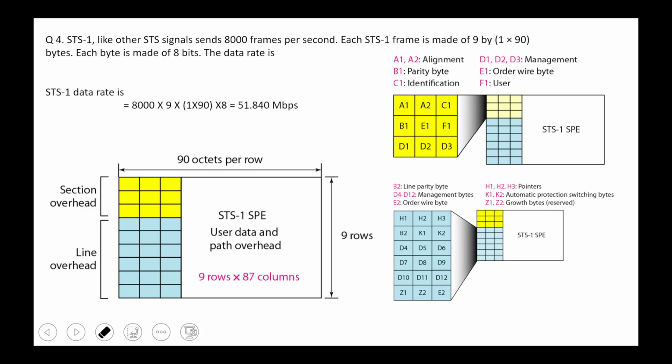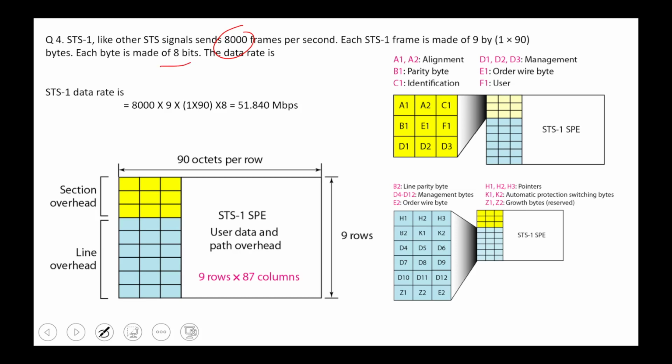So we calculate the STS data rate like this. 8,000 frames per second are sent, meaning per second I have sent 8,000 signals in the line. So my total user data should be 8,000. Each STS1 frame is made of 9 rows by 90 columns, and each byte is made of 8 bits. So the parity bytes and the user bytes will be 8 bits.